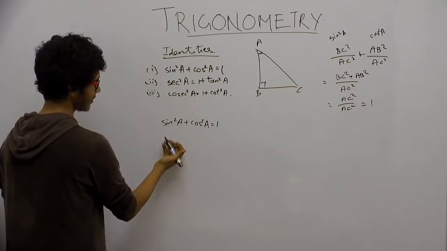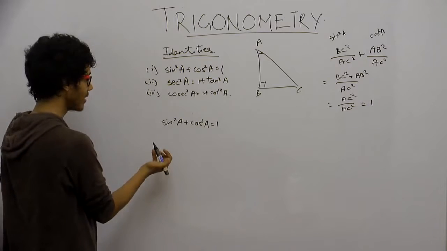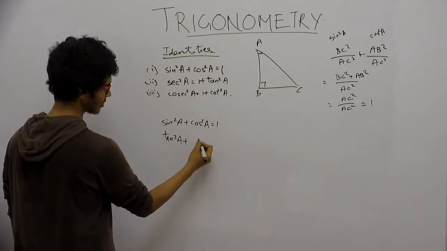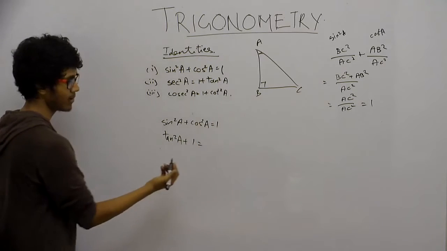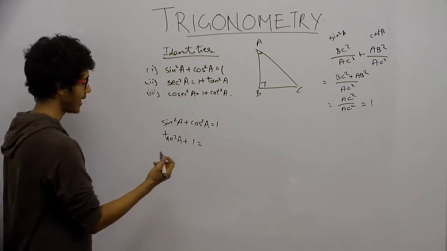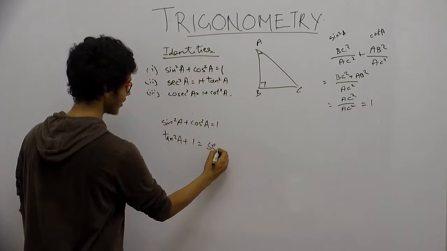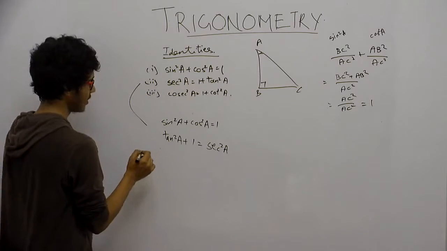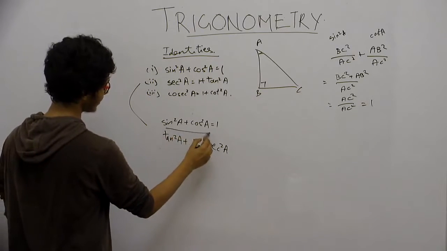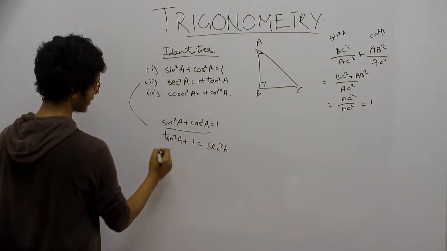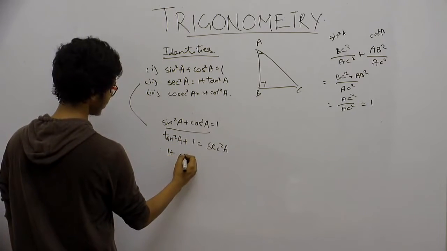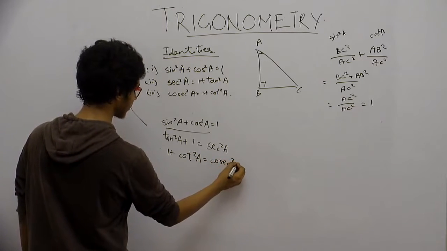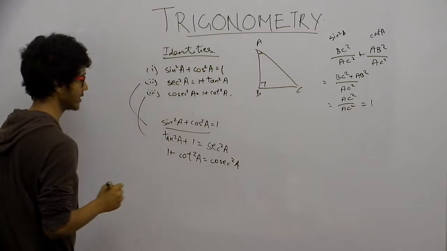So we get sine square A by cos square A. Sine by cos is tan and it is squared, so we get tan square A plus cos square A divided by cos square A is 1, and 1 by cos square A. 1 by cos A is sec A, and sec A square is sec square A, which gives us the second identity. Okay. Similarly, if we divide this whole equation by sine square A, we get 1 plus cot square A equals cosec square A. This is the third identity.